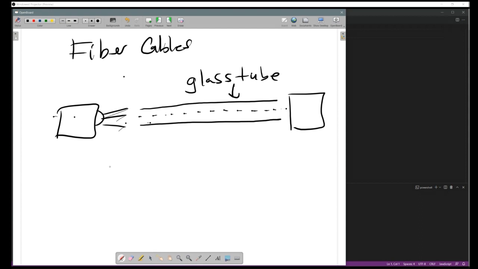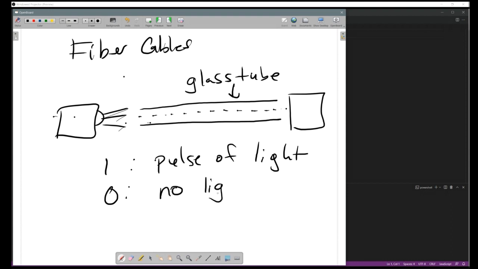Okay, and so essentially the 1 bit is sent as a pulse of light, and the 0 bit is no light. So it's essentially just flickering a light down a glass tube that gets picked up by some receiver. That's the simplest way to describe it to a young child, but there are a lot of nuances.